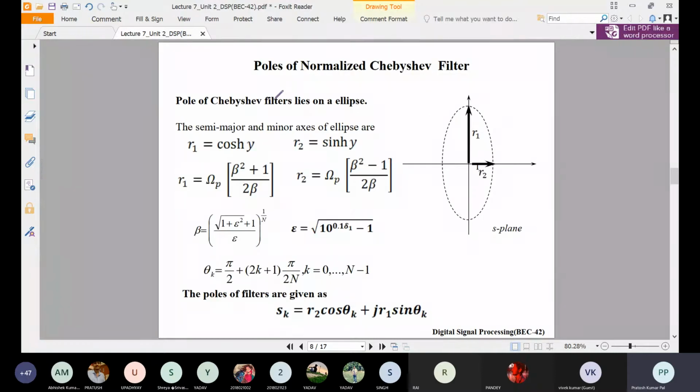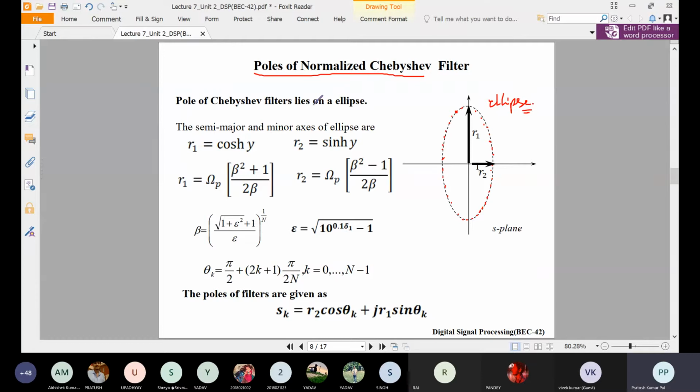Okay. So we can directly get the transfer function, but suppose we need to find the location of the poles of the Chebyshev filter design. In the Chebyshev filter, we will be finding the poles. These poles will lie on an ellipse. Whatever poles there are, their locations will give you a locus, and this location of poles will give you an ellipse. This ellipse has r2 as the minor axis and r1 as the major axis. Okay, so this will be your ellipse, and all the poles will lie on it.